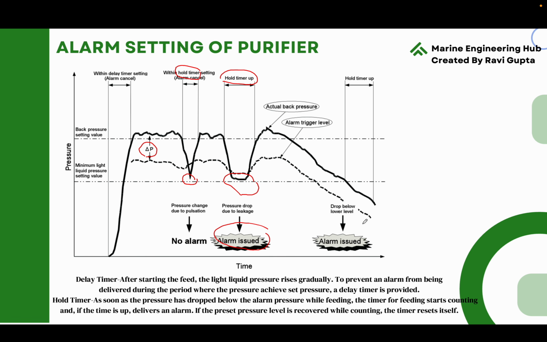Now in the same way, if the pressure is falling more and more, in that case again it will give an alarm. So the alarm is issued based on the pressure difference, and if it falls for a particular period of time, in that case it will give an alarm, to prevent unwanted alarms.